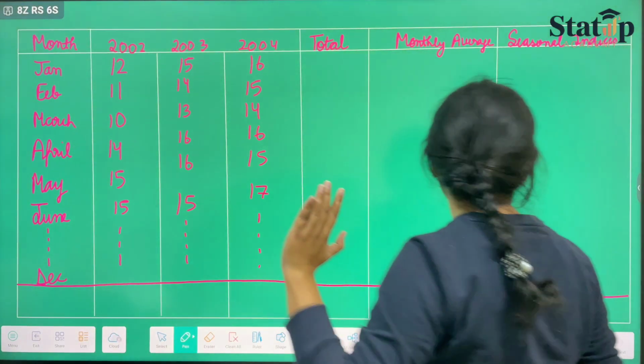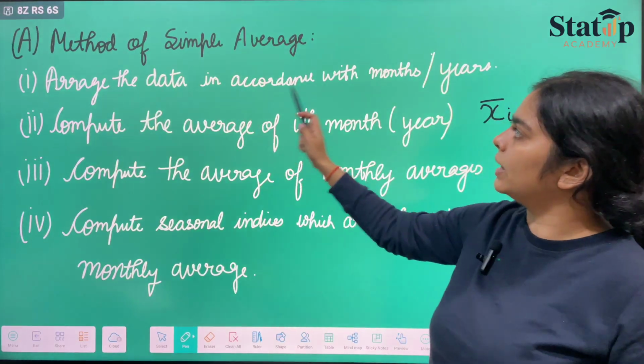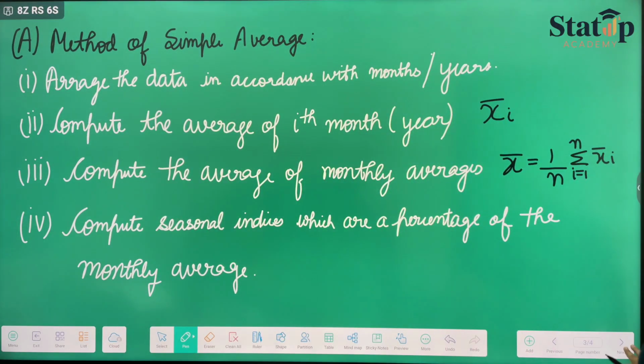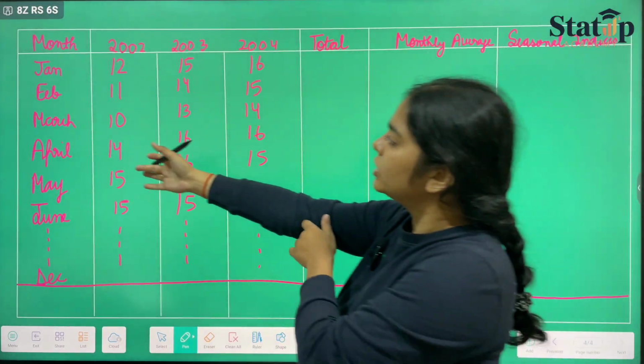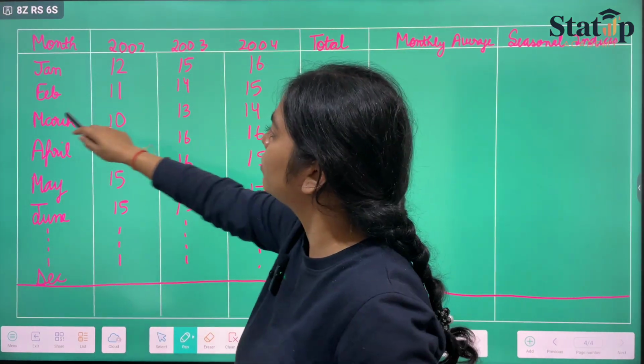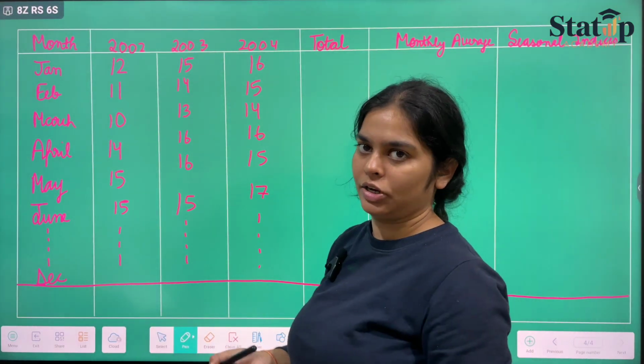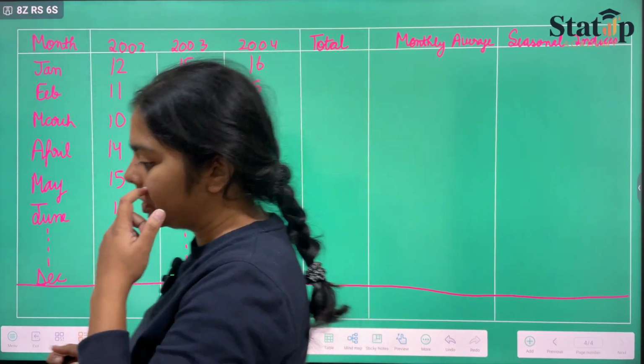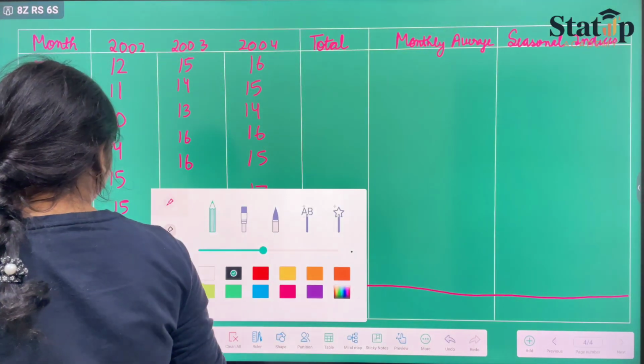Okay, now we'll move to the steps. The first step was to arrange the data in accordance with months or years. So we have arranged the data in accordance with months. For the first month, January, of all the years, for the second month, February, of all the years. Likewise, we'll arrange the data. Now, what is the total?